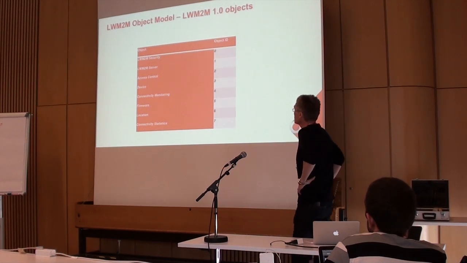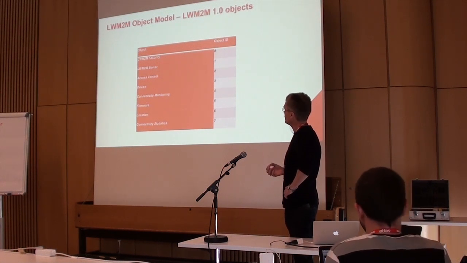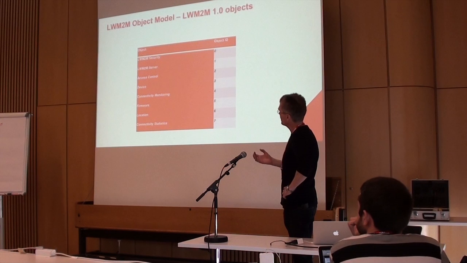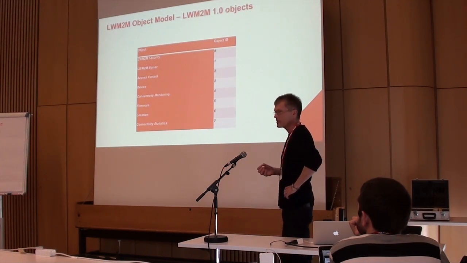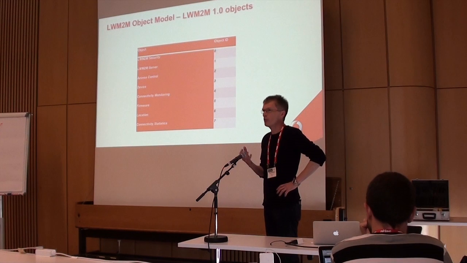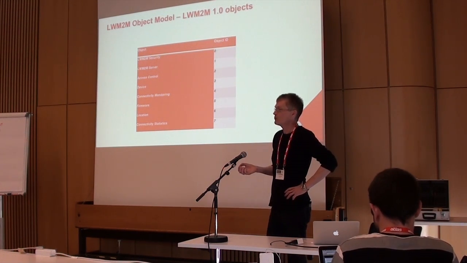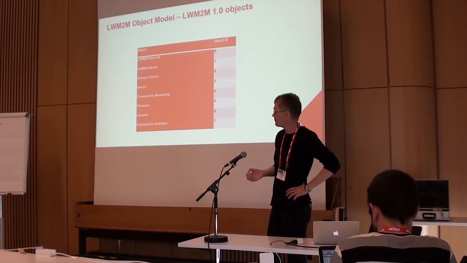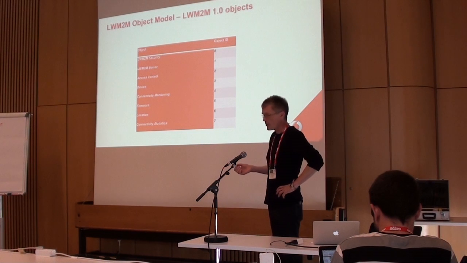is the following list, mainly objects to deal with the configuration of the security. Then we have the server credentials in the object with the ID number 1. You have the access control, because you can also have a model where you have an LwM2M client accessed by several servers, so each server can only do certain things. This is described and managed with the access control object.